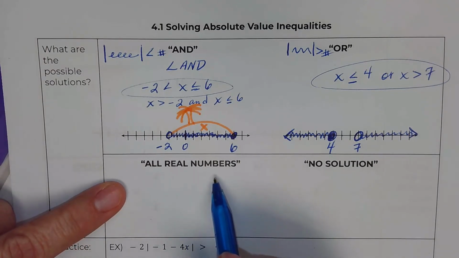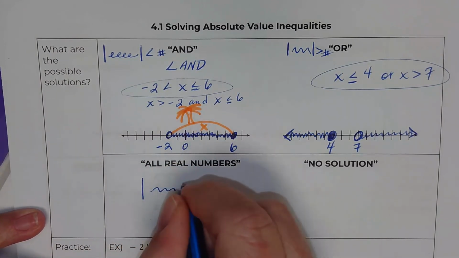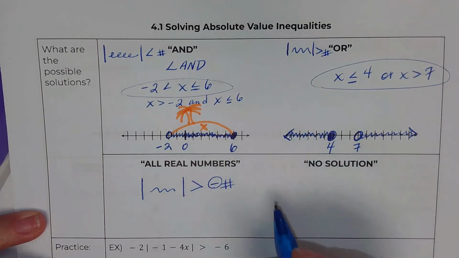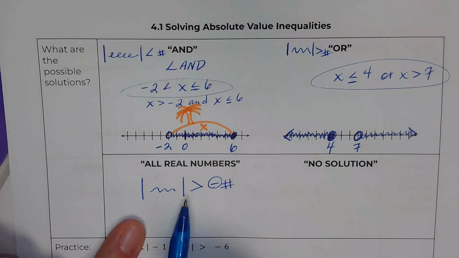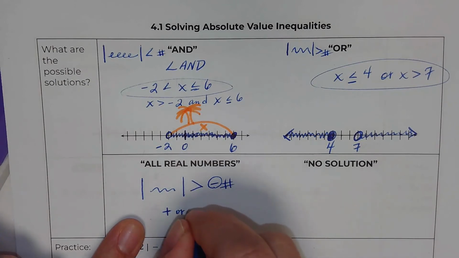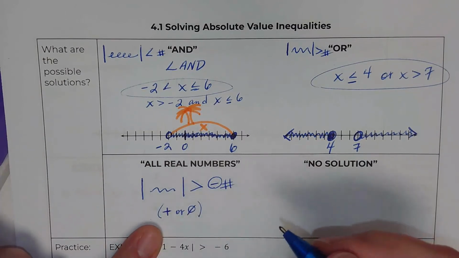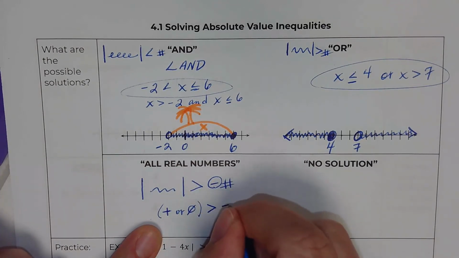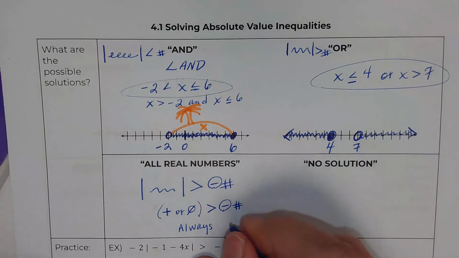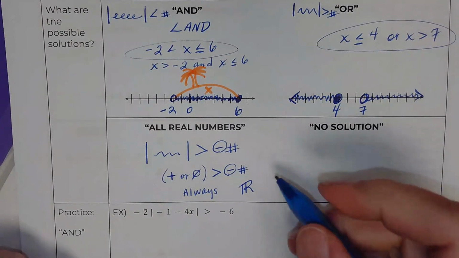All real numbers is a possibility with your solutions. If you have an inequality, whatever's in here, and you have it greater than some negative number, absolute value knocks the sign off. So by default, it has to be positive or 0. So if a positive number or a 0 is on the left, then that's always greater than a negative number. So your solution is all real numbers. You could basically substitute any number for the variable and it would be true.